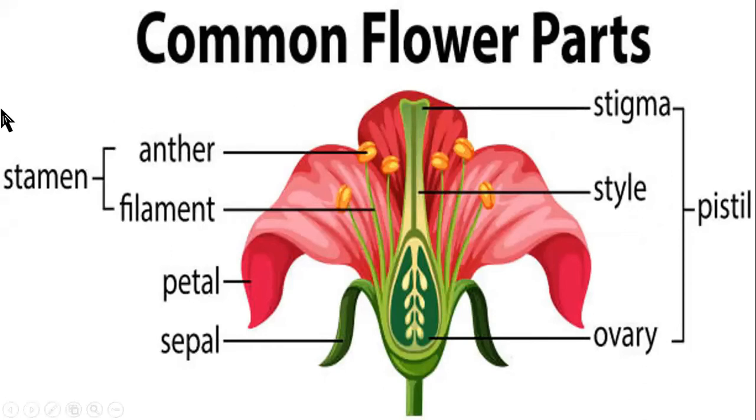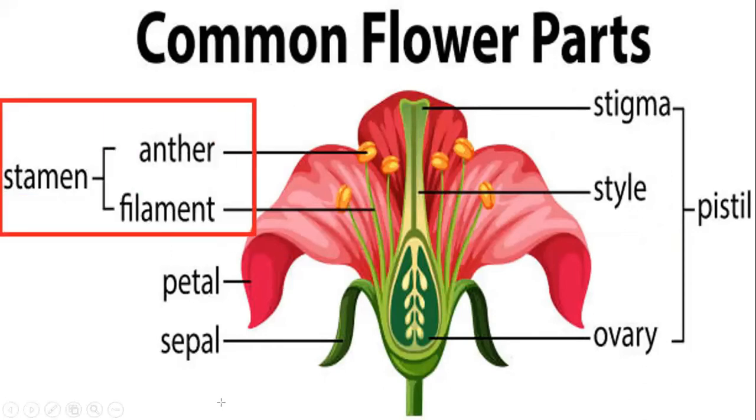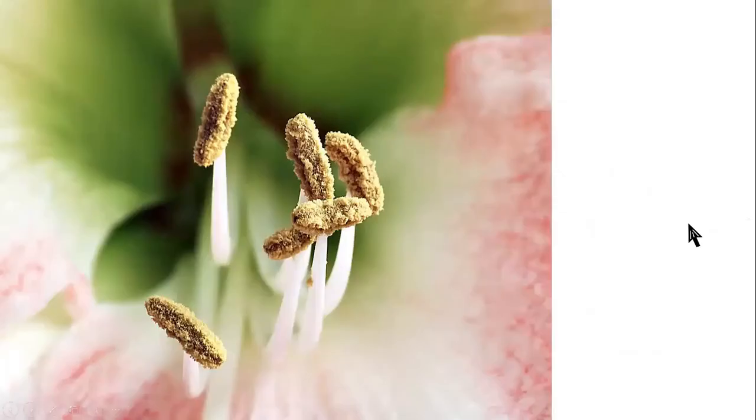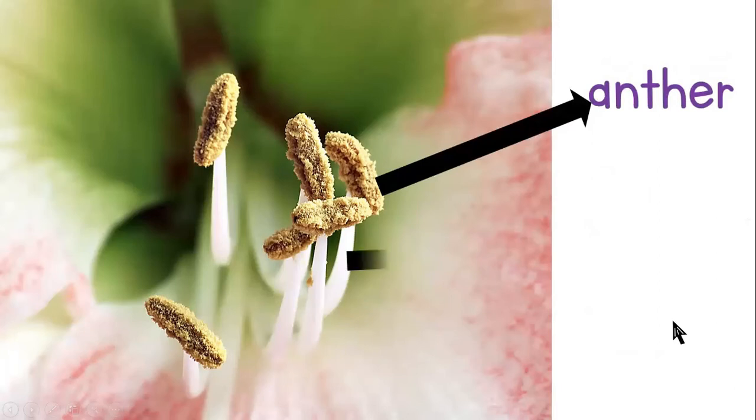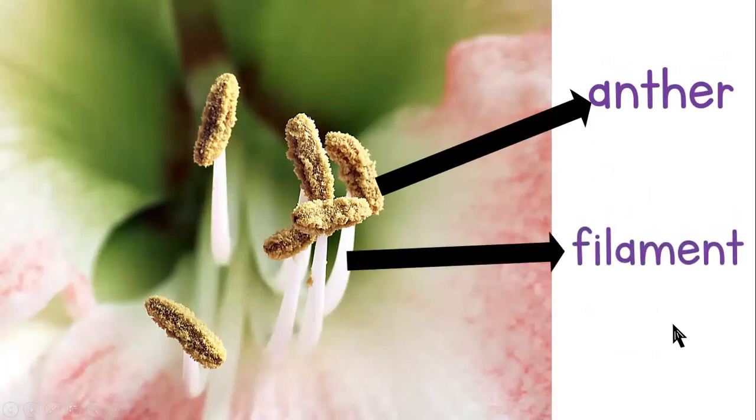Now let's move on to the male reproductive organ of the flower. The male reproductive organ of the flower is called the stamen. Now here's a close-up picture. We have the anther and the filament. Let's start with the anther.